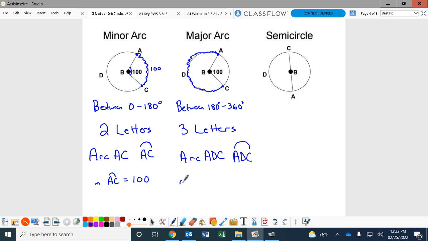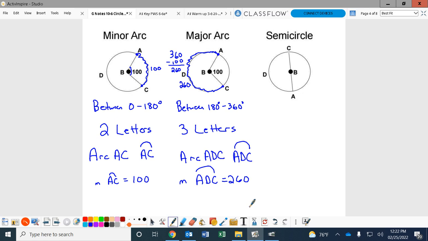And then the measure of ADC, the measure of arc ADC, guys, you should be able to find this. Every circle adds up to 360. And if you take that 360 and subtract the 100 that they've already used up for the minor side, that's going to leave you 260 for this major side. 260. Questions, concerns, anything about the major?